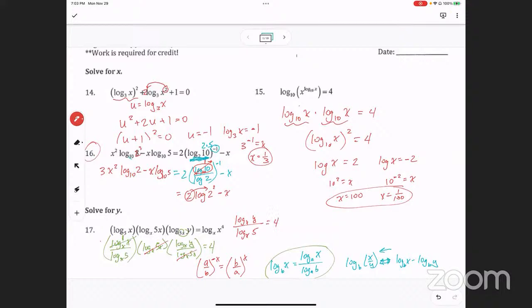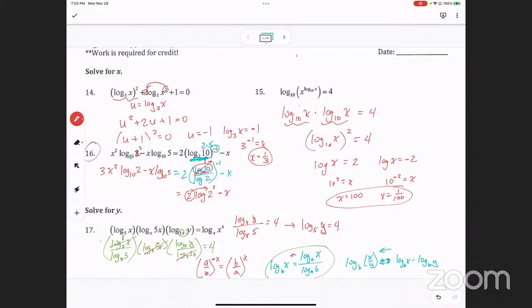Now I can go the reverse direction from the change of base, and I can turn this into what? Can you tell me what this is going to turn into? I'm basically going in the opposite direction with the change of base. I'm getting rid of the base x. So that would be log base 5 of y equals 4.